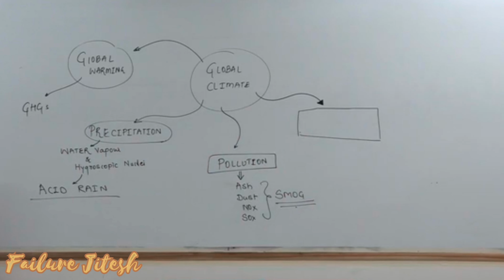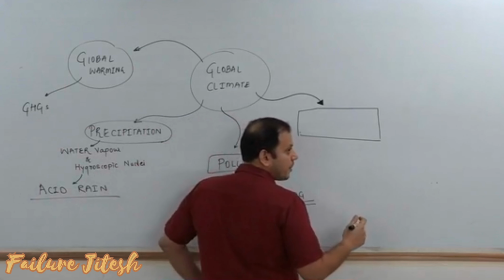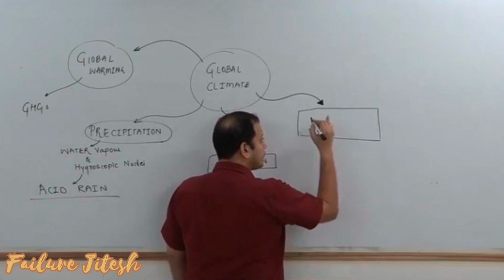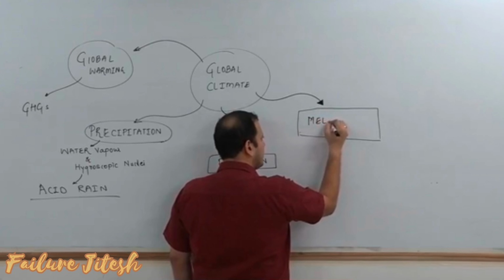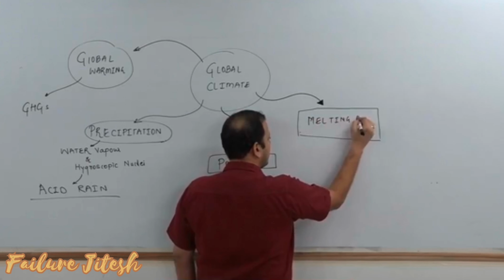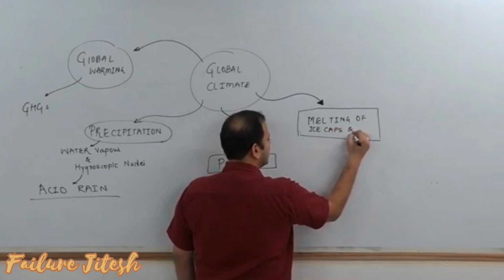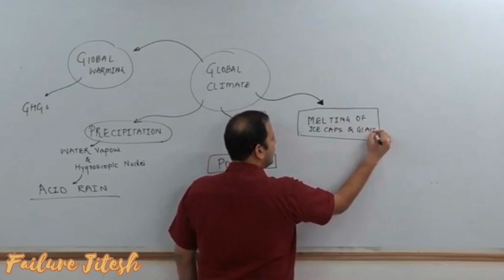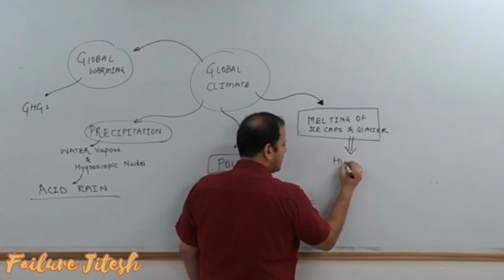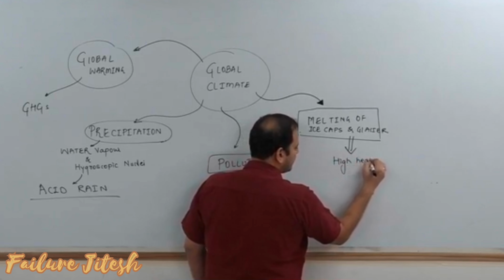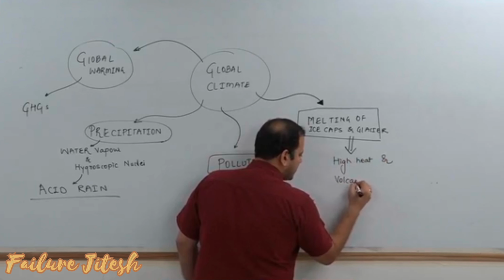Let me complete the answer. Wait. What is the other impact here of global warming? Global climate pe, it will result into melting of ice caps and glaciers. Why? Because of high heat. दो रीजन है इसके. एक तो high heat released during the volcano, and secondly volcanic ash and dust.